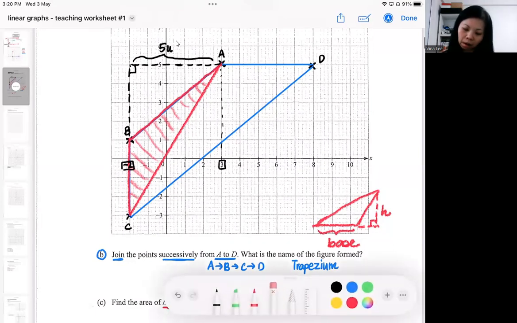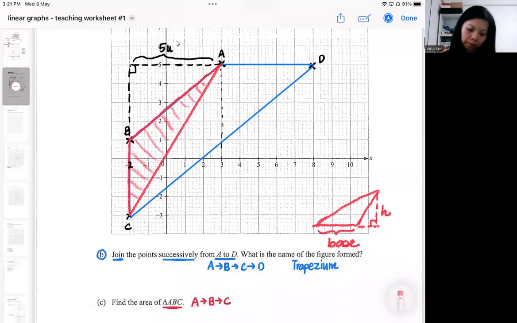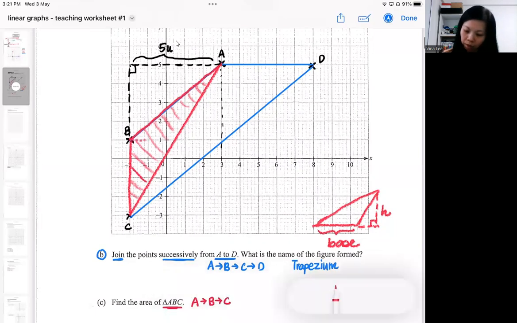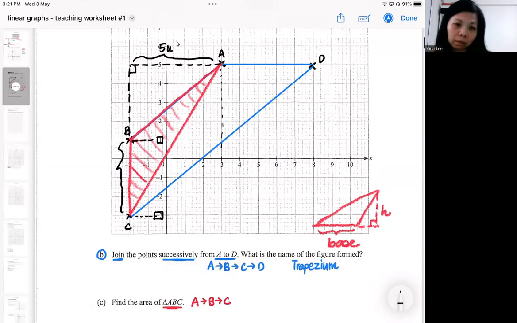Okay. Then how do I find the base? Let me draw back first. How do I find the base? I'm going to find the base by looking at the y coordinate. So this is a 1. And then here is a -3. So from here to here, -3 to 1, you look at the coordinates to tell you. So -3 to 1, you will see 4 units.